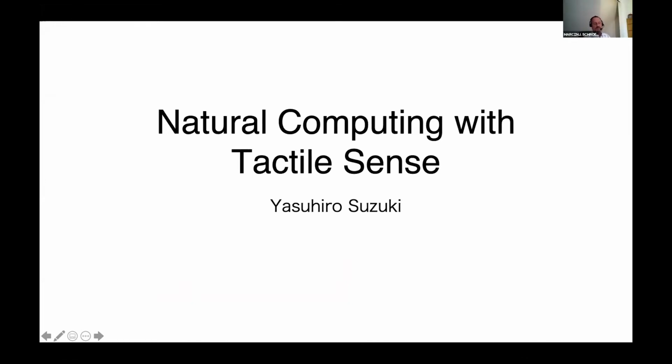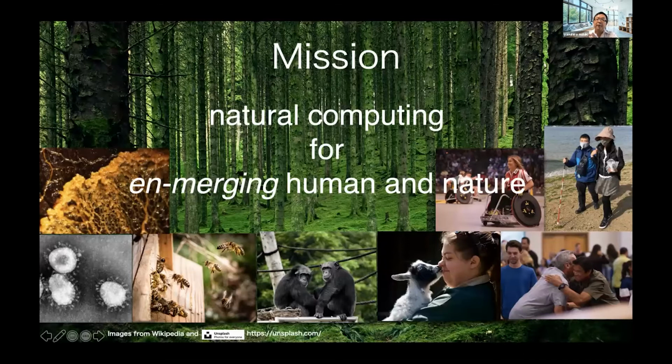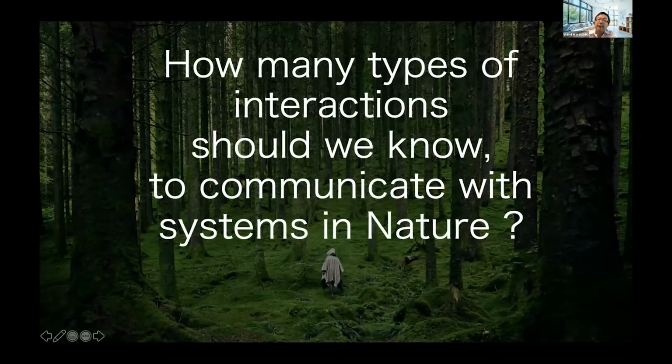So I'm gonna start. My mission, in almost all of my studies in natural computing, is creating natural computing in order to imagine, reimagine human and nature. So I should ask myself, how many types of interaction should we know to communicate with systems in nature? It seems many, infinite.